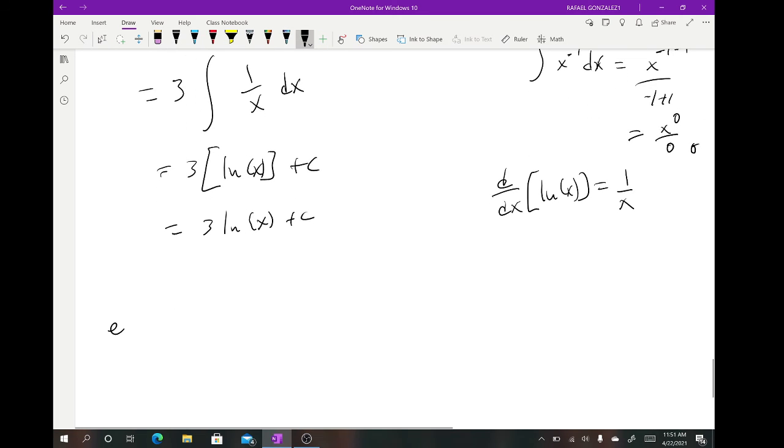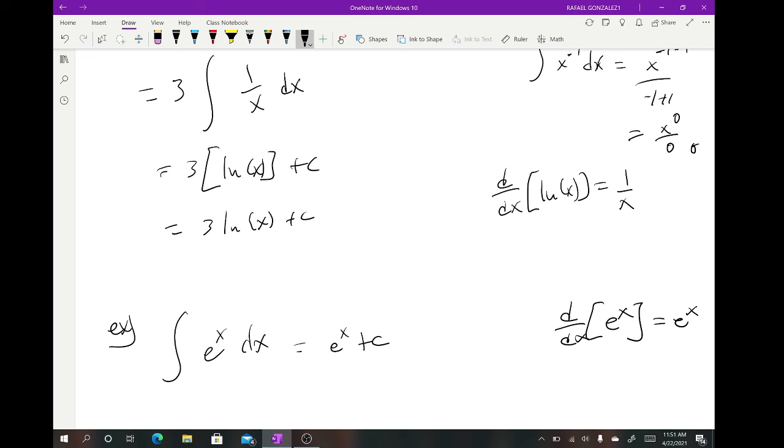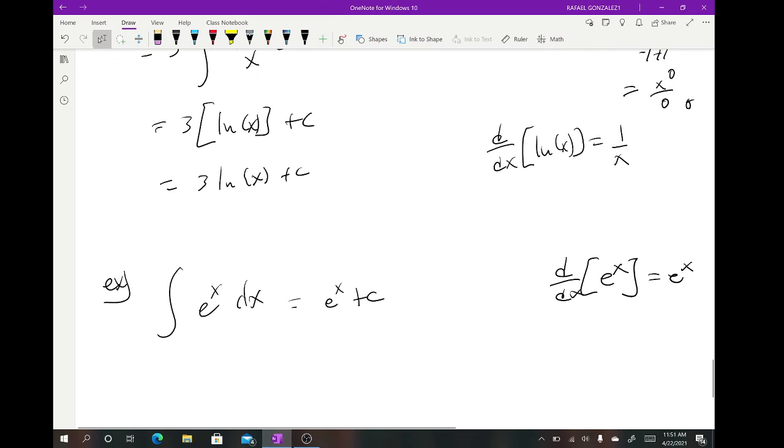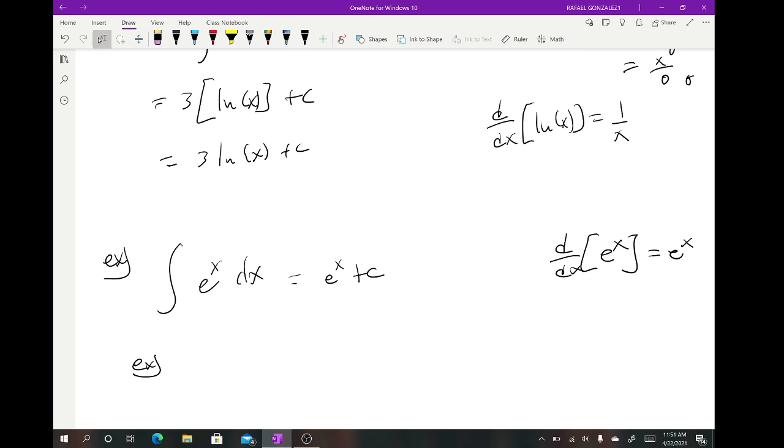Let's do one more, just because it may come up in the third part of this lecture when we do more interesting examples. The antiderivative of e to the x dx. The antiderivative of e to the x dx is just e to the x plus c, because if you remember, the derivative of e to the x is simply e to the x. So if somebody asks you what's the derivative of e to the x, you used to say it's just e to the x. So now you say, what is the antiderivative of e to the x? It's just e to the x.